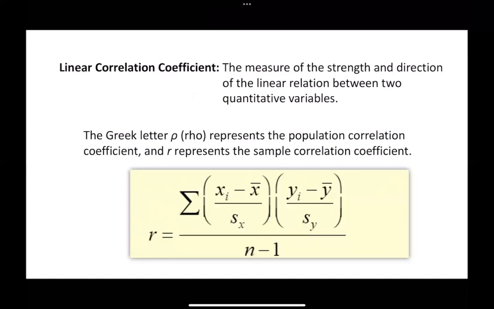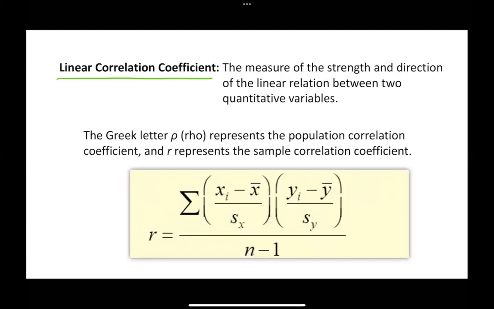But let me tell you what a linear correlation coefficient is. It measures the strength and the direction of the linear relation between two quantitative variables. So it's going to tell you if it has a positive or negative correlation, going upward with a positive slope or downward with a negative slope, and how strong that relation is: strong, weak, or moderate. Even though linear correlation coefficient is the formal name, a lot of times we'll just call it the R value because that's a mouthful.